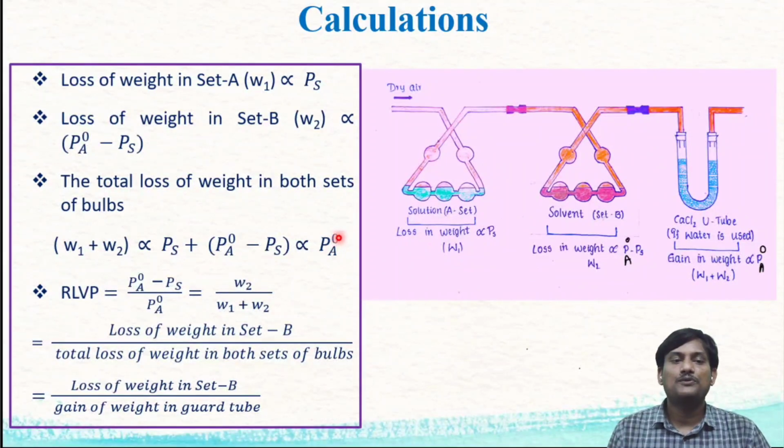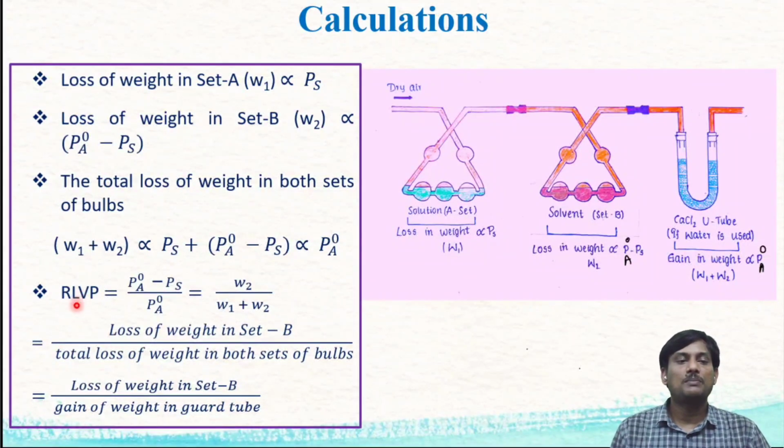We know the formula of lowering of vapor pressure and also relative lowering of vapor pressure. The relative lowering of vapor pressure is equal to (PA0 minus PS) by PA0, which is equal to W2 by (W1 plus W2). So the relative lowering of vapor pressure can be calculated by taking the ratio between the loss of weight in set B and the total loss of weight in both the sets of bulbs, set A and set B. The total loss of weight in both the sets of bulbs will be equal to the gain of weight in the U-shaped tube or guard tube.